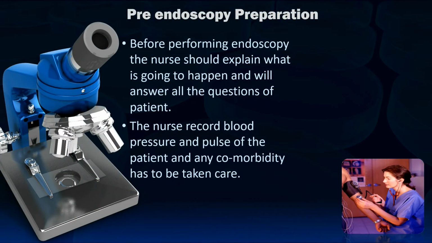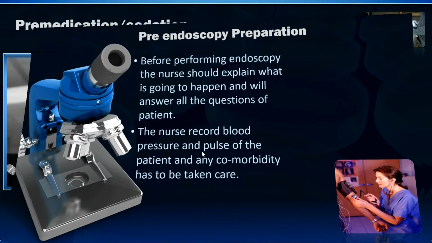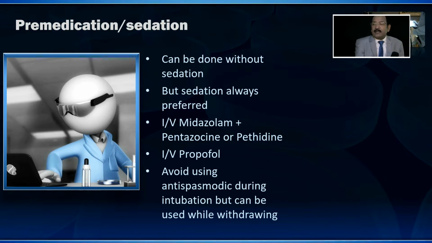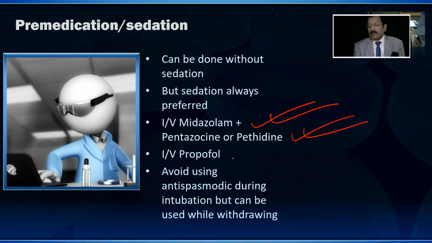Now, pre-endoscopic preparation. You already know that before performing endoscopy, the nurse should explain what is going to happen, and should record all the vital parameters. After that, you can do it without sedation also. Sedation is not required in endoscopy, but if you sedate, it is better. How to sedate? IV midazolam, pentazocine or pethidine, as a cocktail. So IV midazolam or pentazocine, atropine also you can add, and just before the procedure you should start injecting IV. Nasal oxygen should be on.